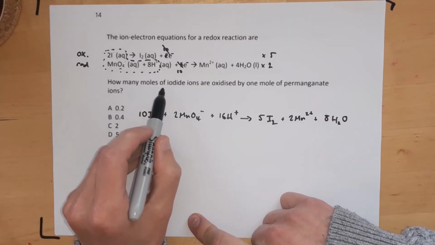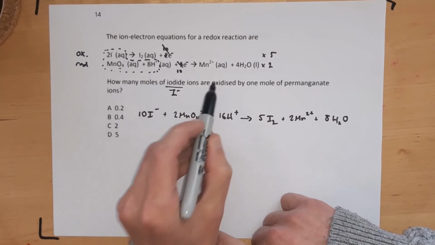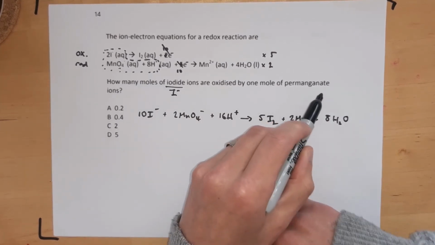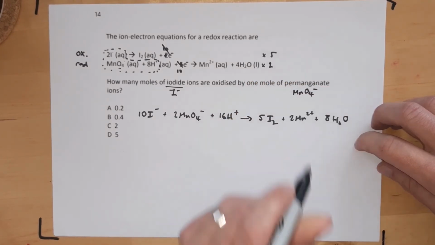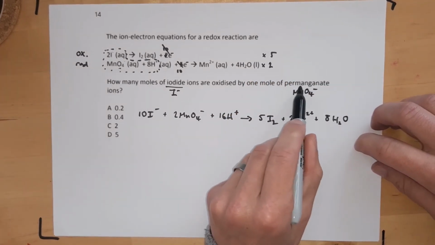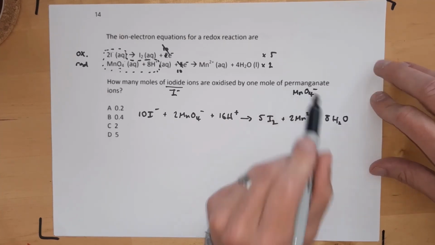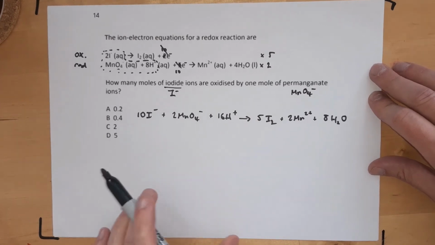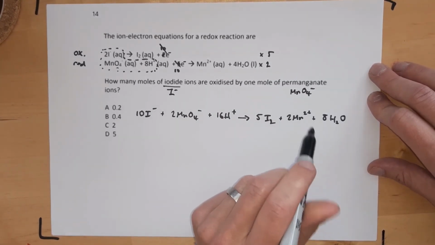But how many moles of iodide ions, that's the I minus, are oxidized by 1 mole of permanganate? The permanganate is MnO4 negative. You probably know this permanganate, but Google it if you're not too sure. Be a bit resourceful, use your initiative, stick it in Google and see what comes up if you get any terms or chemicals you're not too familiar with. Do that for structures as well, with different types of questions.